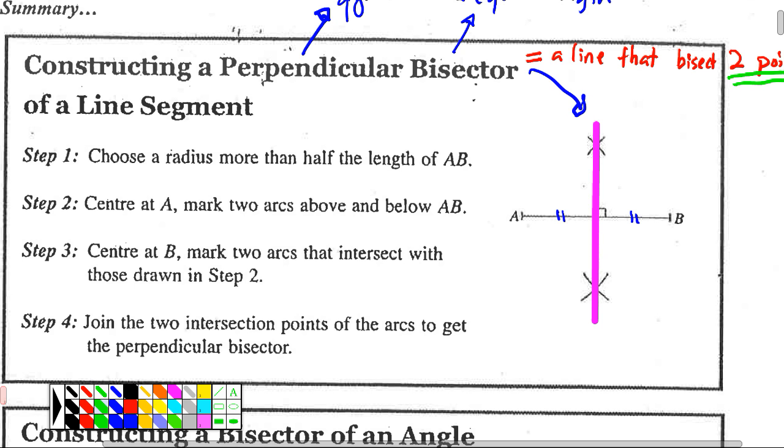Now, how do I draw the steps? So I say, oh, step 1, choose a radius more than half of the length. What does it mean? It means that I have to take out a compass. Can everyone take out a compass now? Which one? Oh, no. This one. This is the compass.